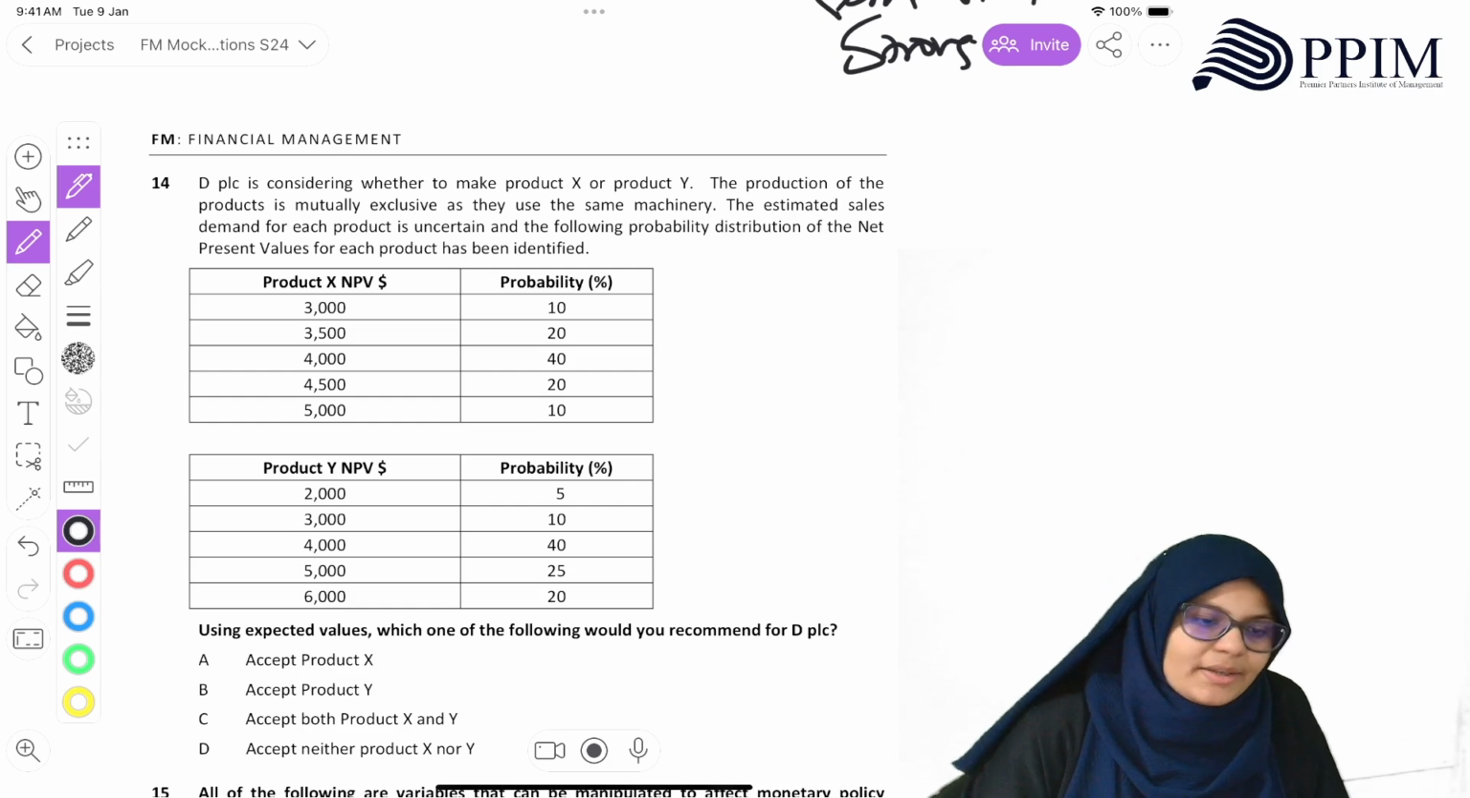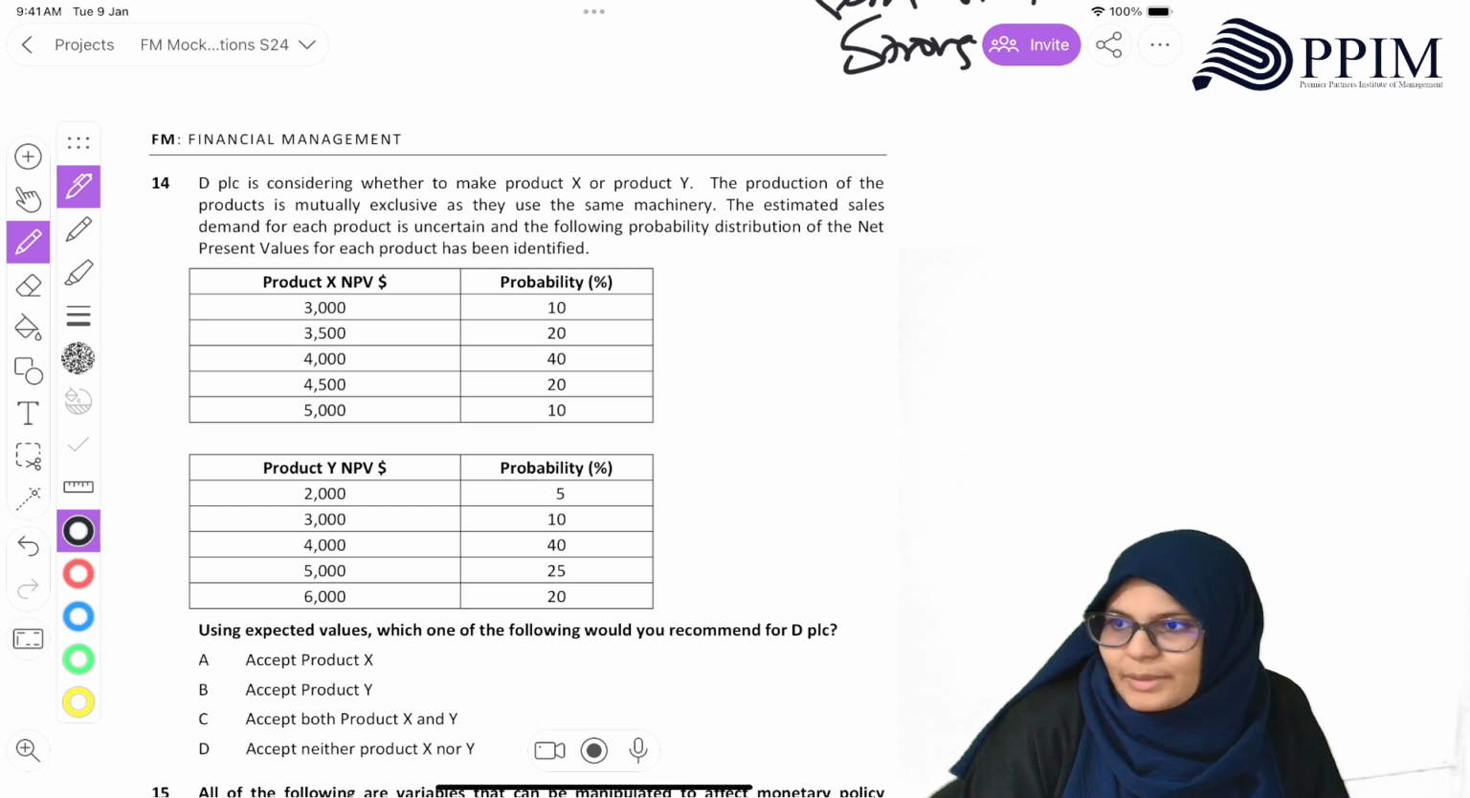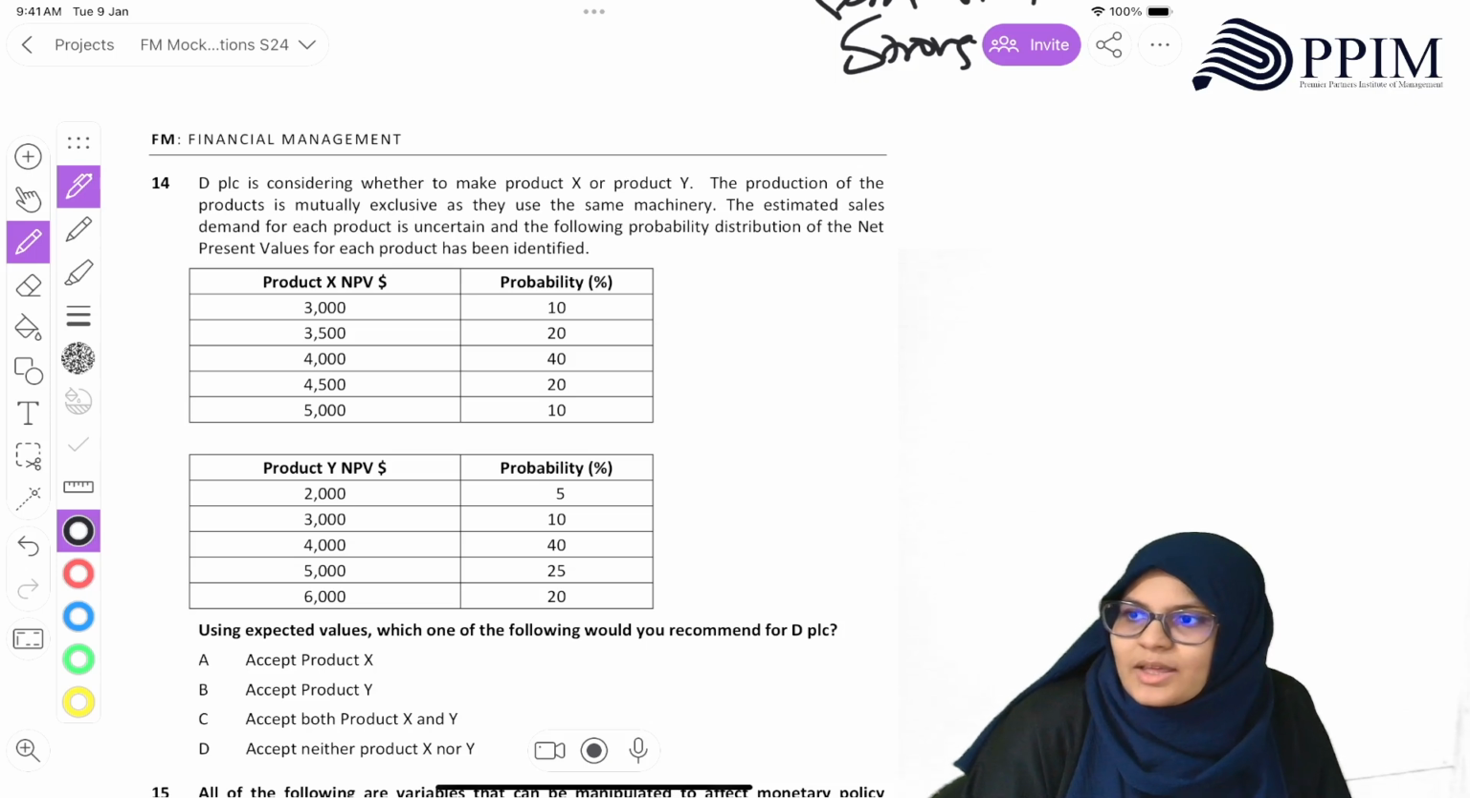Okay, so it says here DPLC is considering whether to make product X or product Y. So he can either make product X or product Y. The production of the products is mutually exclusive because they use the same machinery. So if you do X, you can't do Y. If you do Y, you can't do X. One of the two you have to decide.